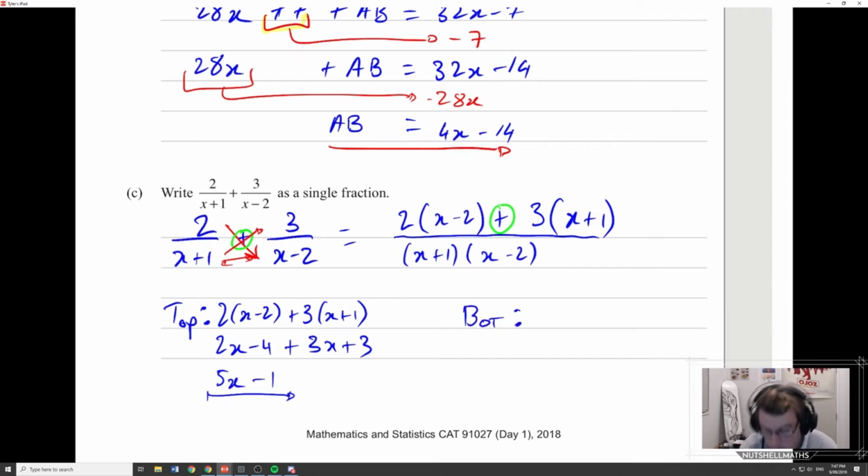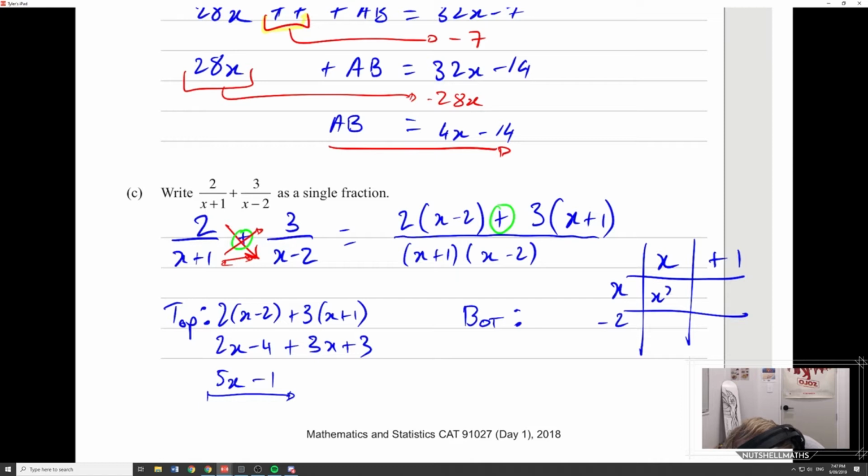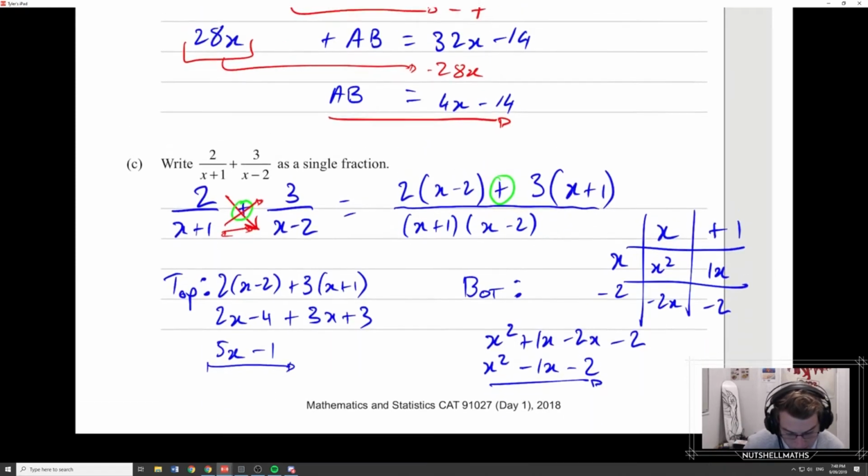Let's do the bottom. So we've got the top and the bottom. Let's simplify the bottom. Again, now they want me to double bracket expand. Okay, so let's do it over here. We got x and plus 1, x and minus 2. This will make x squared, 1x minus 2x minus 2. So our bottom is x squared plus 1x minus 2x minus 2, which simplifies as x squared minus 1x minus 2. That piece there.